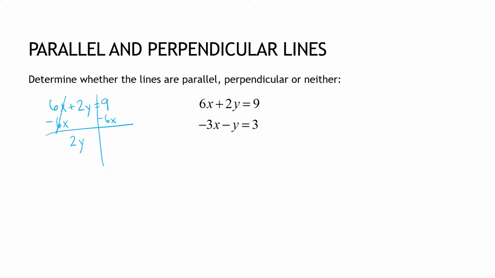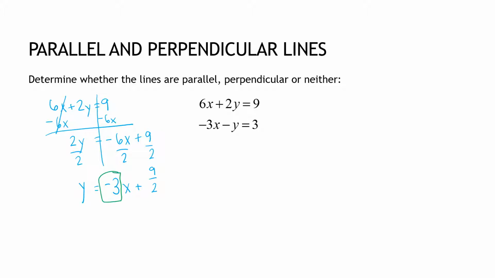Remember, we're going to get the y value by itself, and then of course divide by the coefficient in front of y. So I get y equals negative 6 over 2, which is negative 3x, plus, I'm just going to leave that 9 halves. What I need you to understand here is 9 halves doesn't really matter. I'm looking at the negative 3.